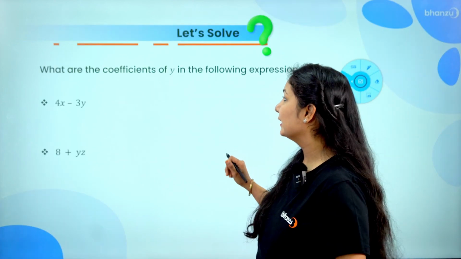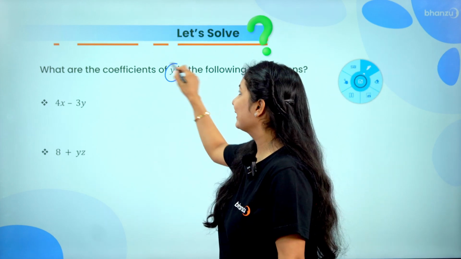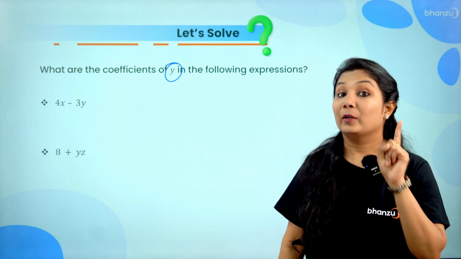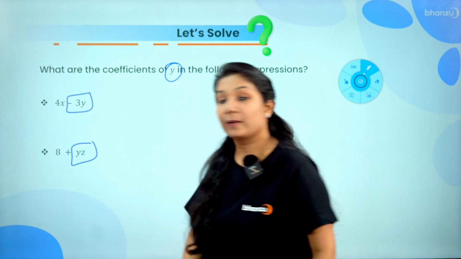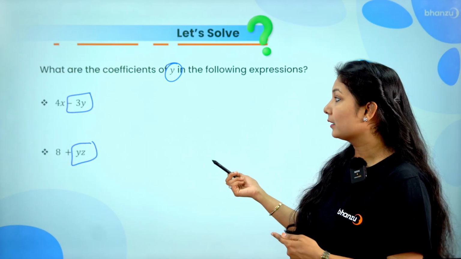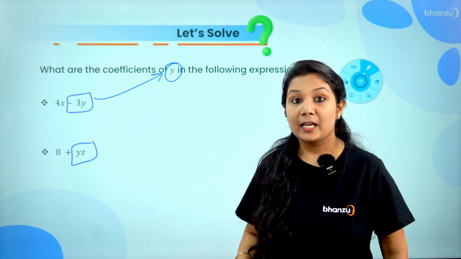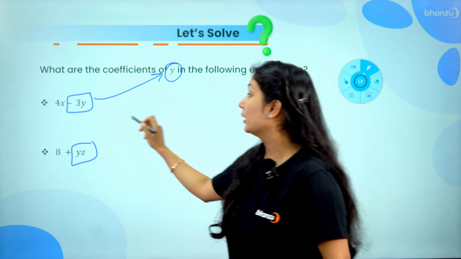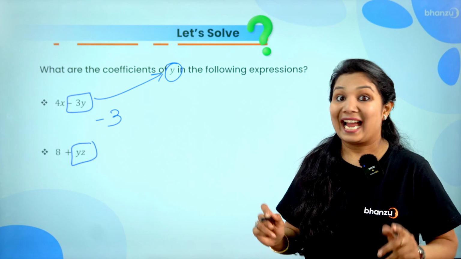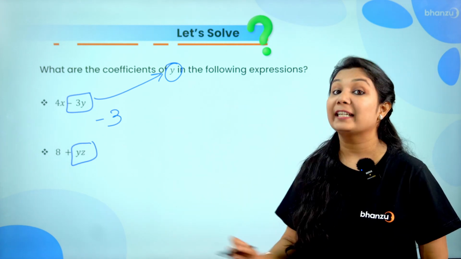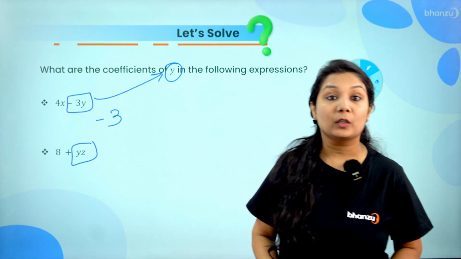So let's move ahead and see what are the coefficients of y in the following expression. As they are saying only y, in the expression you should identify the terms which are having y. So in my first part we have the term with y as minus 3y. If I find out its coefficient, it would be only minus 3. Just forget about y. And have you seen? I have written the minus sign. It's very important.